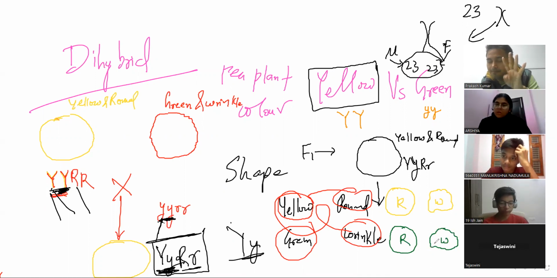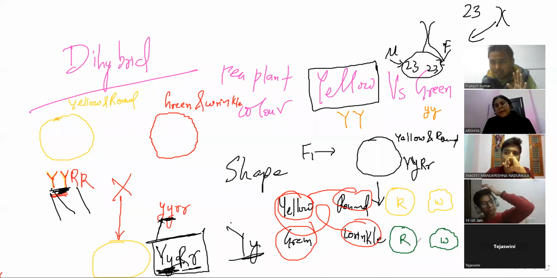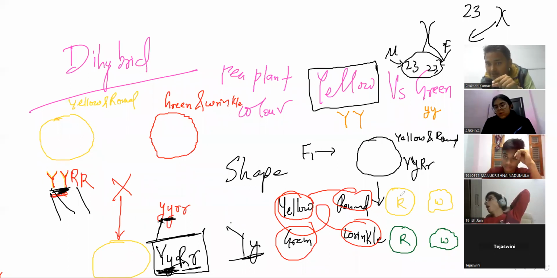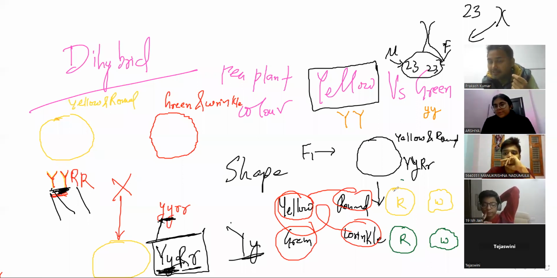Very sure? Yes, sir. These are the only possibilities. Now you have to remember the ratio. Exam point of view से अगर आपको ratio नहीं याद है, you know nothing clearly. ठीक है ना? So which one? See, this one is round and yellow. Both characters are dominant, right? So it will have the highest number, that is 9.